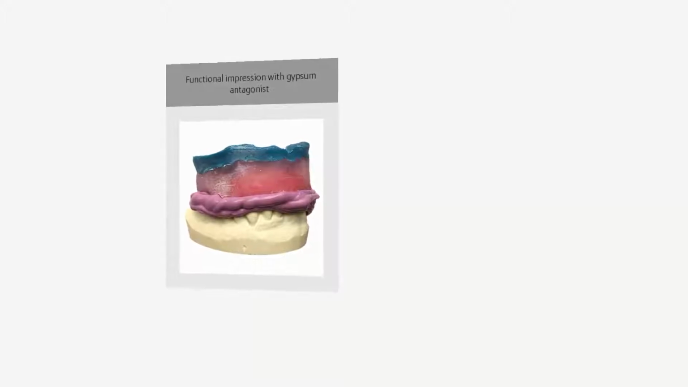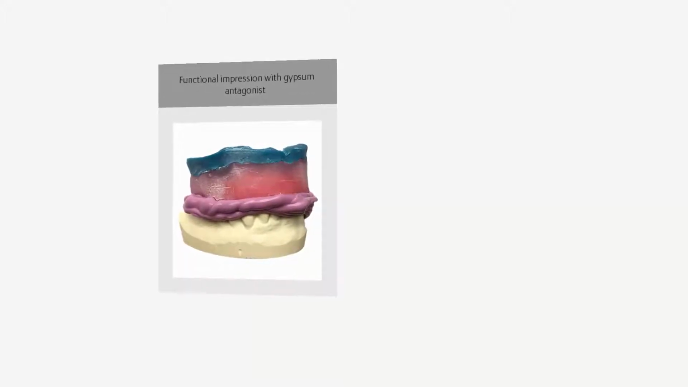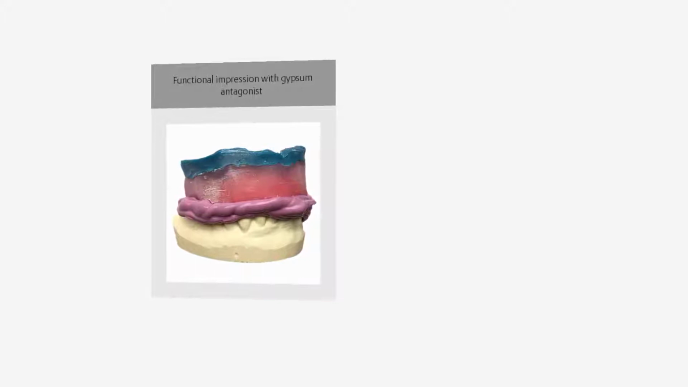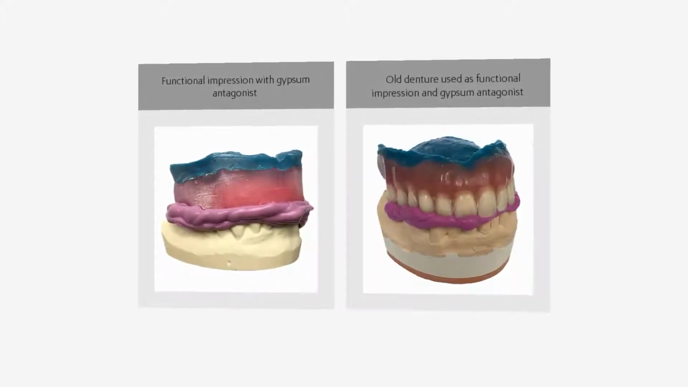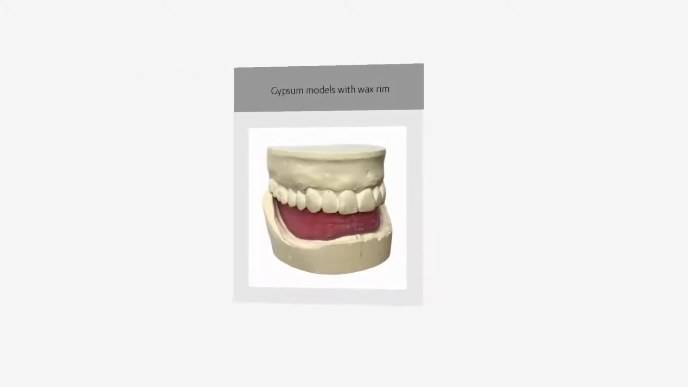The first scenario is used for scanning the functional impression with gypsum antagonist. The same workflow is valid for cases when the functional impression is taken with the old denture. The second scenario is used for the classic case of gypsum models with the wax rim.